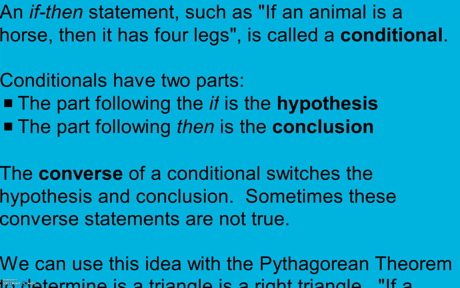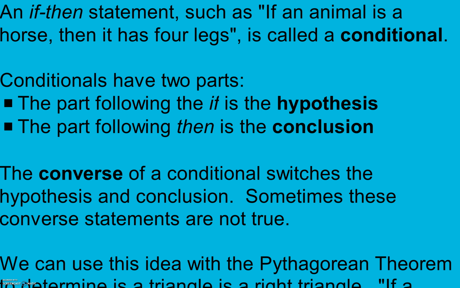An if-then statement such as, if an animal is a horse, then it has 4 legs, is called a conditional. Conditionals have 2 parts. The part following the if is the hypothesis. The part following then is the conclusion. The converse of a conditional switches those 2 parts. Sometimes these converse statements are not true.